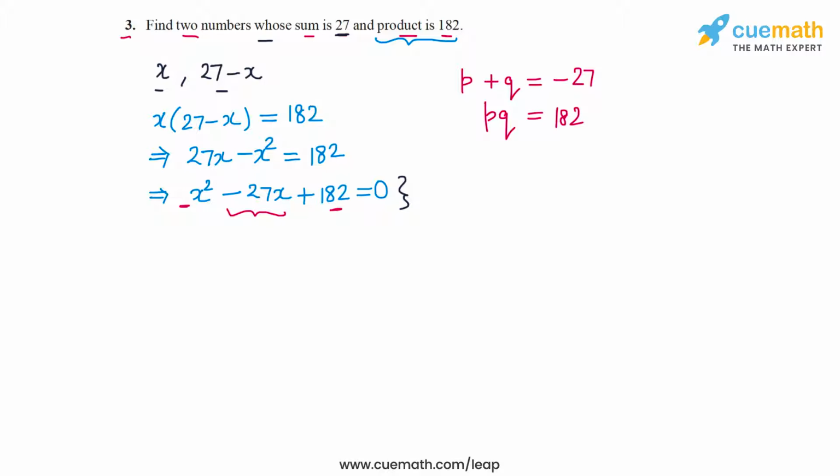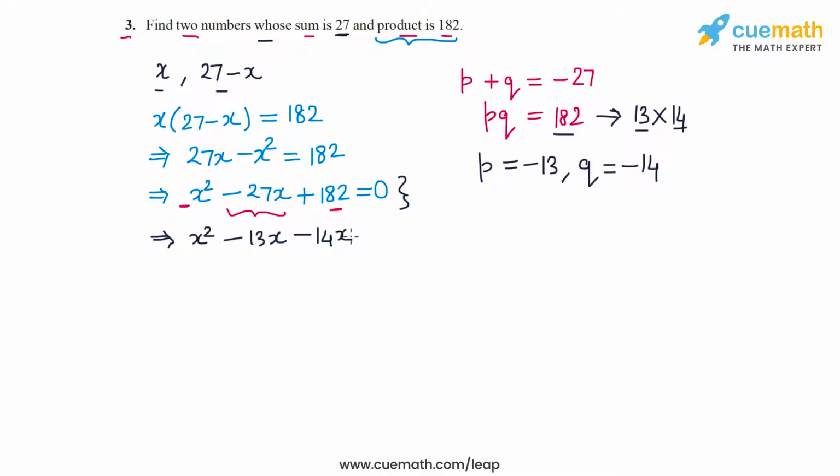Now to find these terms, you will have to think a little bit about what factors 182 has. So 182 can be written as 13 times 14, and we can see that 13 plus 14 is equal to 27. So this means that the two numbers which we need to split the middle term are minus 13 and minus 14. So let's split the middle term using these numbers. So we get x square minus 13x minus 14x plus 182 equal to 0. And now we can factorize this quadratic equation easily.